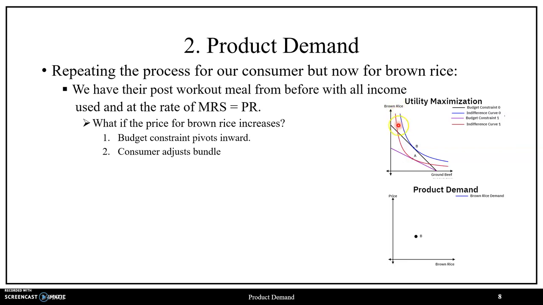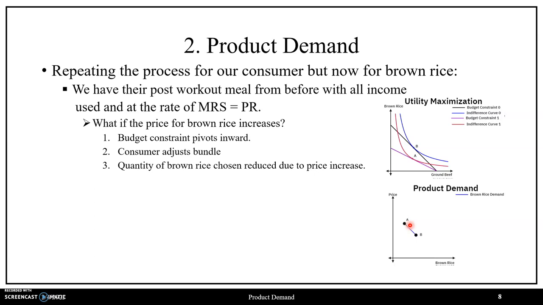So this is going to be at indifference curve 1 in red, intersecting our budget constraint 1 in purple solely once, giving us point A, giving us a new quantity in terms of brown rice and ground beef for this post-workout meal, where both brown rice and ground beef have decreased. But since our sole interest is in terms of brown rice, what this means in terms of product demand, price has increased and brown rice has decreased. So then this will generate point A on our product demand curve. Price of brown rice has increased, quantity in terms of brown rice has decreased.